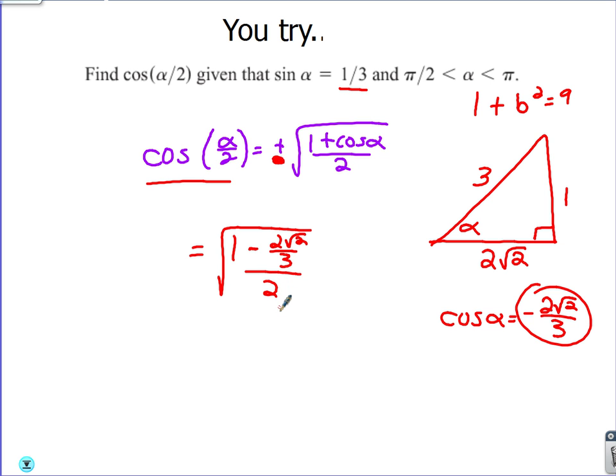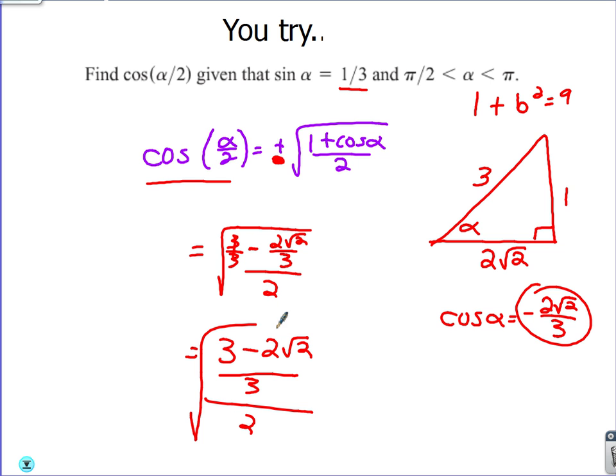You're going to get a lot of algebra practice today. Common denominator is 3, so this will be 3 over 3 minus that stuff. You've got 3 minus 2 root 2 over 3, over 2. And if you get comfortable with that, you can combine these two steps here. That'll be the square root of 3 minus 2 root 2 over 6.